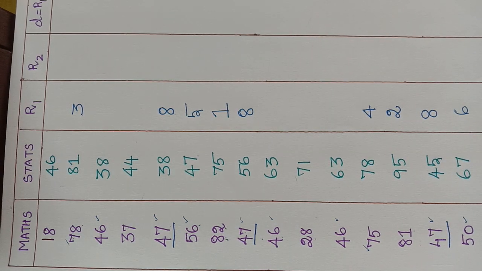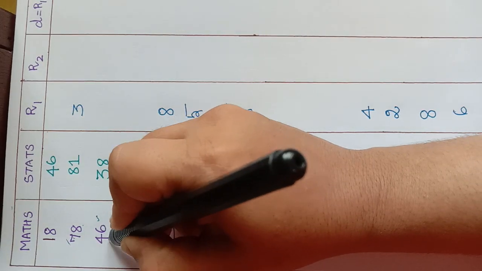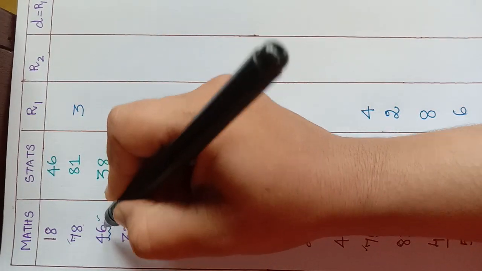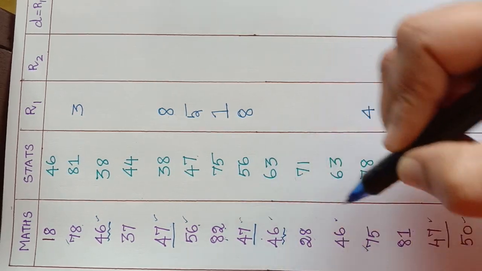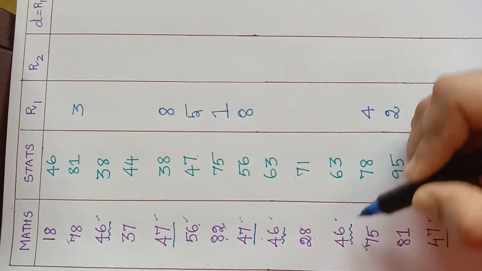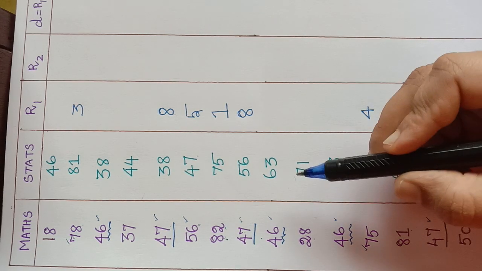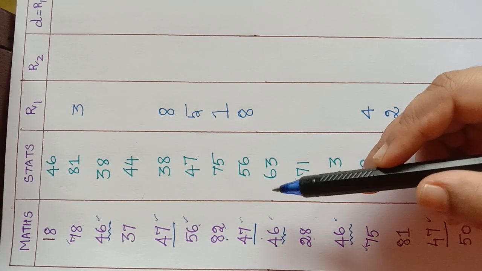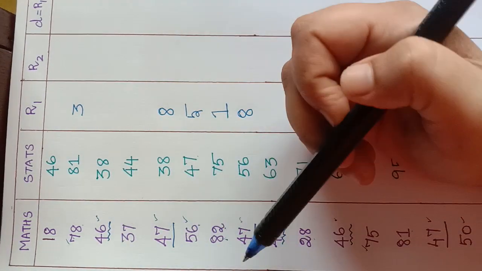So next number is what? Next number, minimum number, if you check, it is 46. Okay, but if you see, this 46 is repeated here again and also here again. So there are 3 46s. Now again the next 3 ranks we should consider, and we have to take the average of that and we have to give that rank for all the 3 marks.